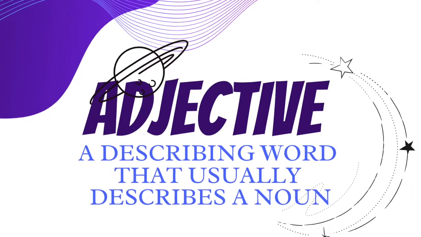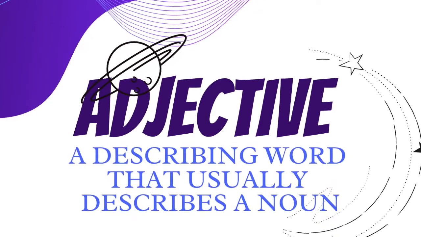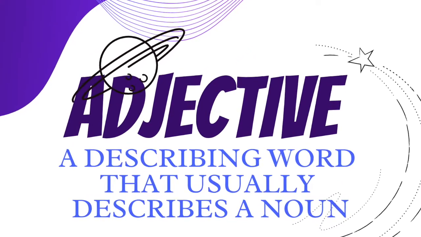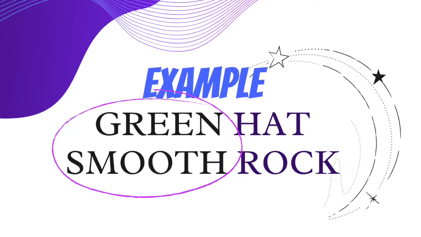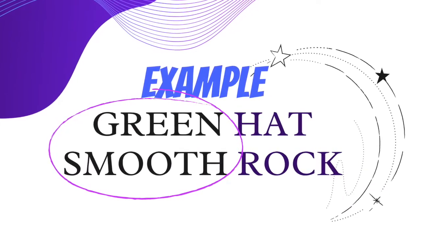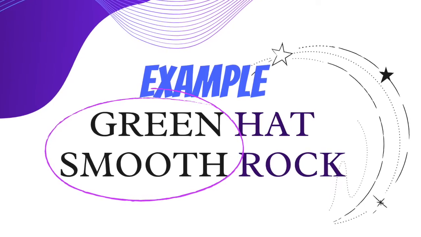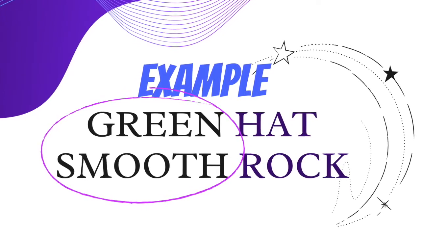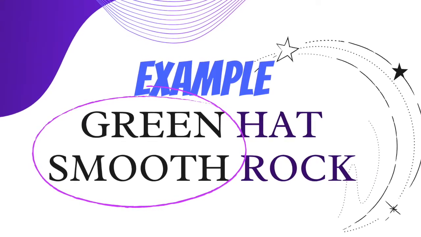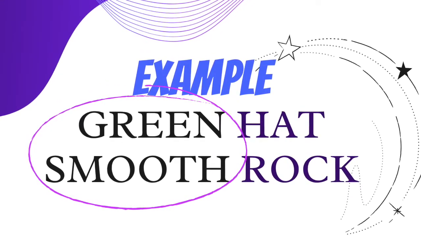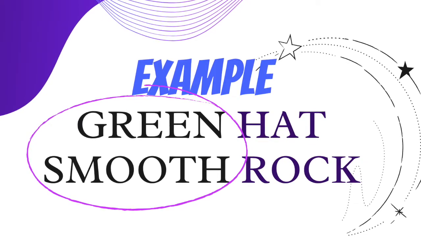Let's talk about adjectives. Adjectives are describing words that describe nouns. Here are some examples of adjectives. The green hat. Green is the adjective, hat is the noun. Smooth rock. Smooth is the adjective, rock is the noun. The words green and smooth are the adjectives that describe the nouns hat and rock.